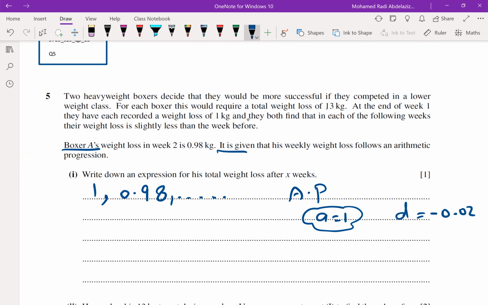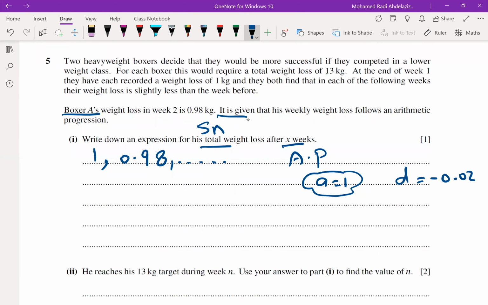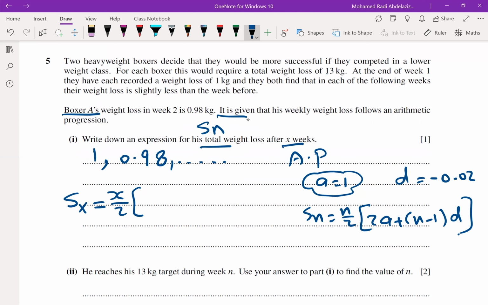Write down an expression for the total. Total means Sn. It's written, find the total loss after x weeks, so instead of writing n, I will write x. For Sn, n over 2, 2a plus n minus 1 times d. So put in this formula, but write x: x over 2, then 2 times a, which is 1, so the answer will be 2, then x minus 1 multiplied by negative 0.02. This is the final answer.